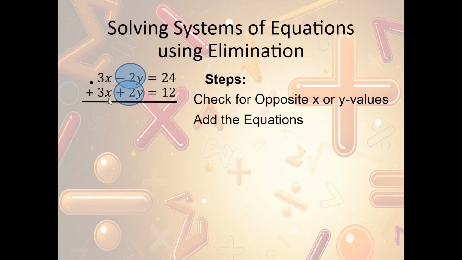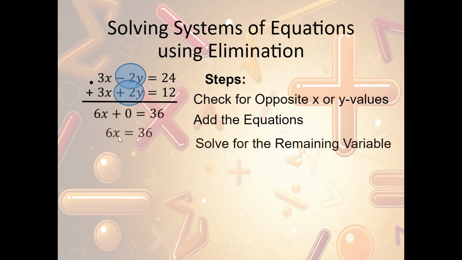So we add 3x plus 3x and we get 6x. Negative 2y and 2y is equal to 0, right? So that's the elimination part. We eliminated the y's. And then 12 plus 24 is 36. So we end up with 6x is equal to 36. Now we're going to solve for x. So 6 is being multiplied by x, so I undo it by dividing. So we divide both sides by 6, and we get x is equal to 36 divided by 6 is 6.